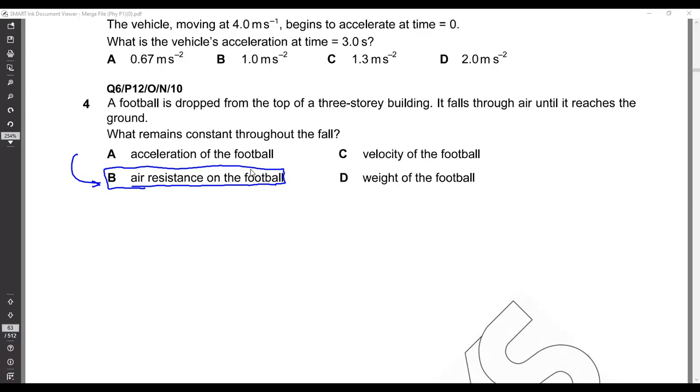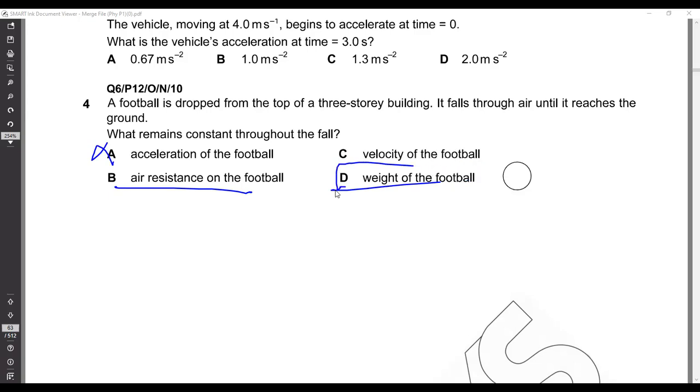Got it? But weight is mass times gravity, so neither the mass nor the gravity on the football will change. So that's the answer. I said weight is the right answer. I just mentioned this for a different thing. Weight, D, is the right option. I said air resistance is changing. That's why this cannot be the answer. Got it? So the answer is the weight of the ball.